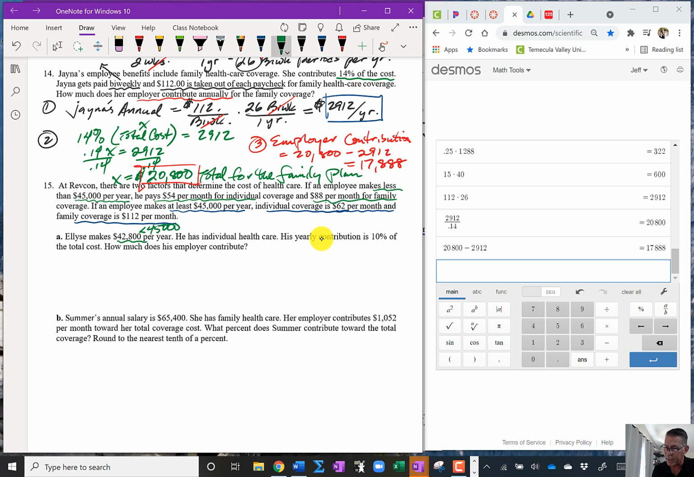We have to calculate her annual contribution first, just like on number 14. So she's going to pay $54 per month for 12 months. There are 12 months per year. So we have to multiply 54 times 12. Notice her annual contribution right here.